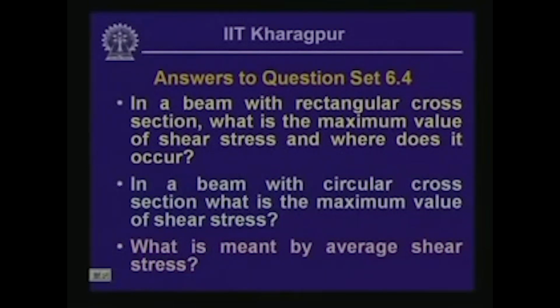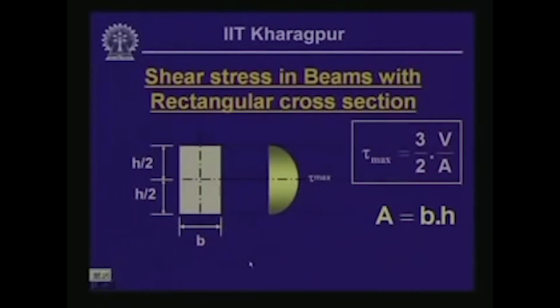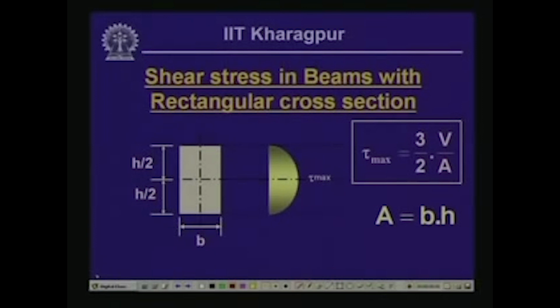In the last lesson we had discussed aspects of shearing stresses, and hence the questions are related to that aspect. The first question is, in a beam with rectangular cross section, what is the maximum value of shear stress and where does it occur? Now, this aspect we had discussed.